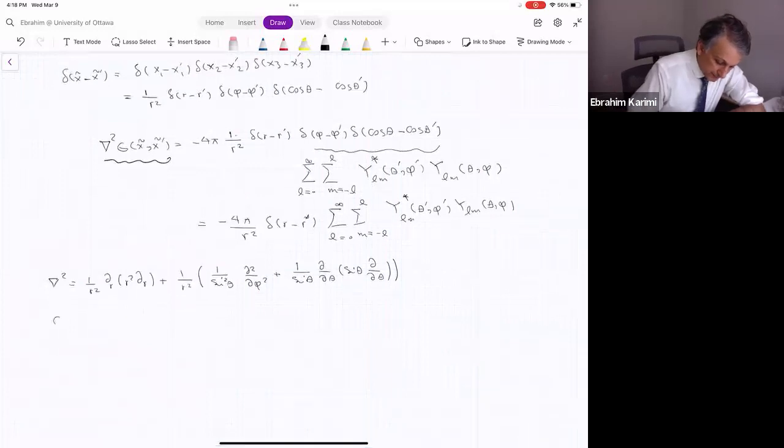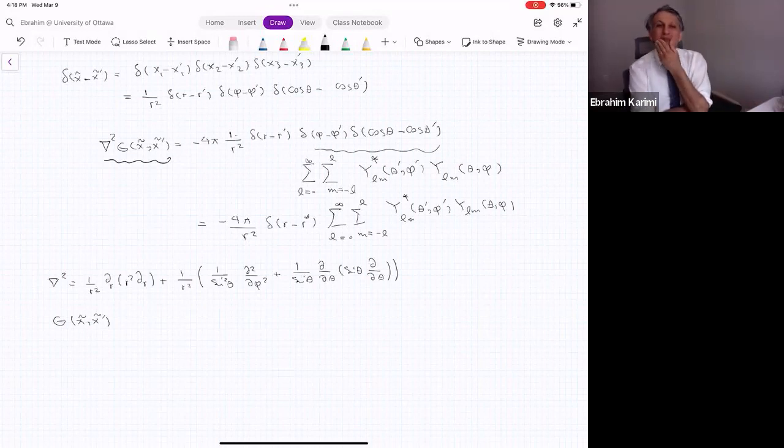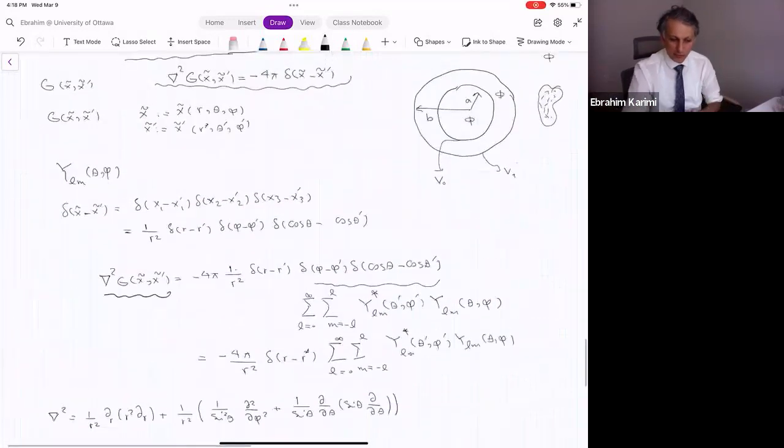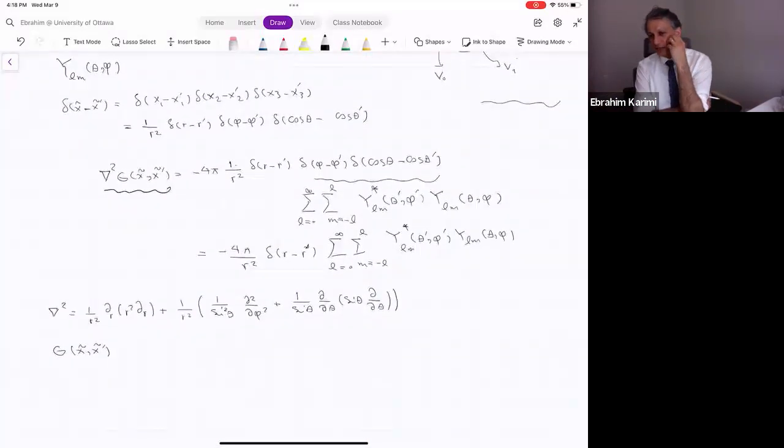What I know about the g of x and x prime is essentially what I'm looking for. I can do the separation of variables, right? What are the solutions for the radial part? I don't know, because that's a problem for me. As soon as I know the solution for the radial part, then this problem is solved. What are the solutions for the azimuthal and theta part? Spherical harmonics, nothing more than that.